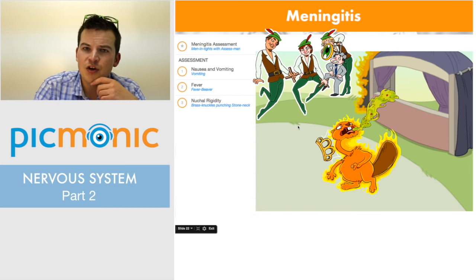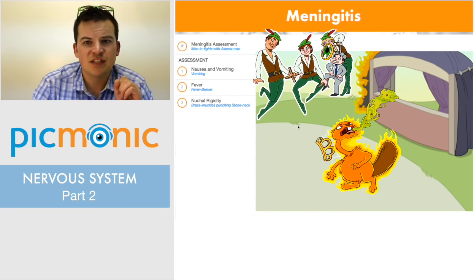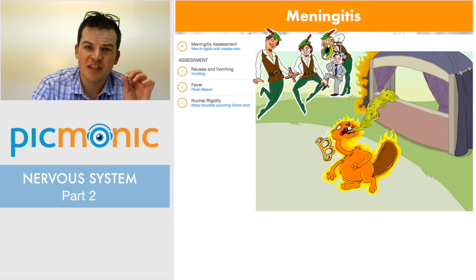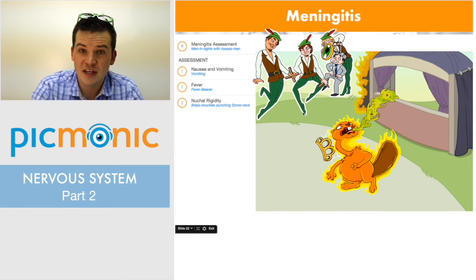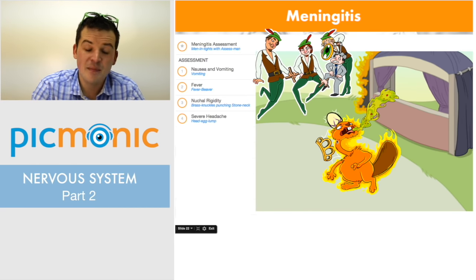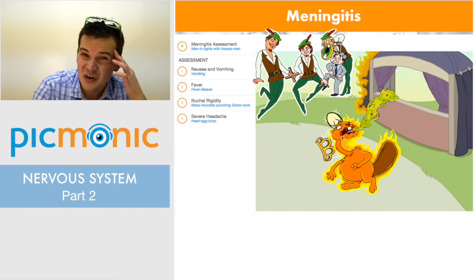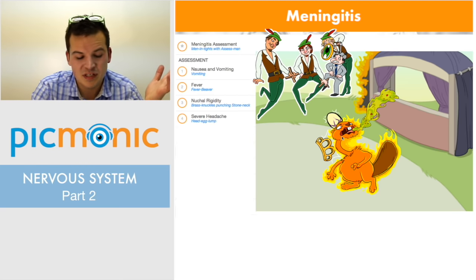The other thing is nuchal rigidity. We're going to talk about this a little bit more in a second, but nuchal rigidity is rigidity in the neck. You can remember that here as these brass knuckles inside of Picmonic. And of course, with meningitis, you can remember a severe headache. This is the same for increased intracranial pressure.